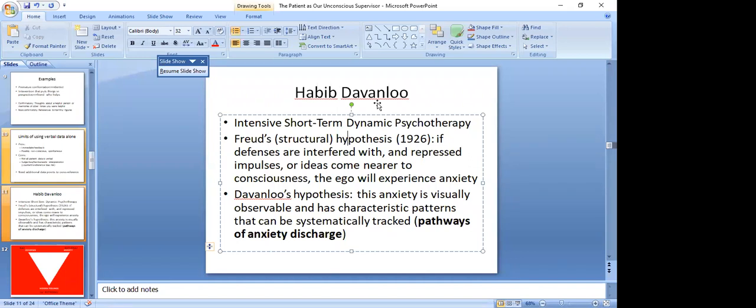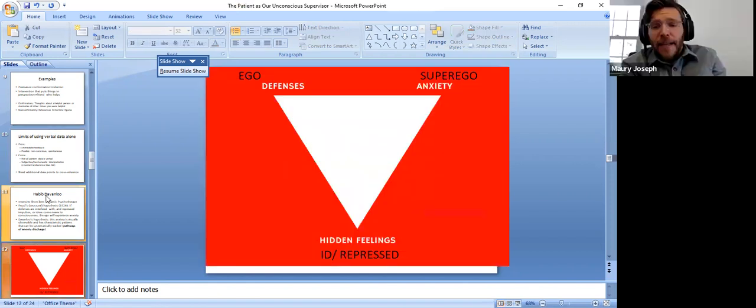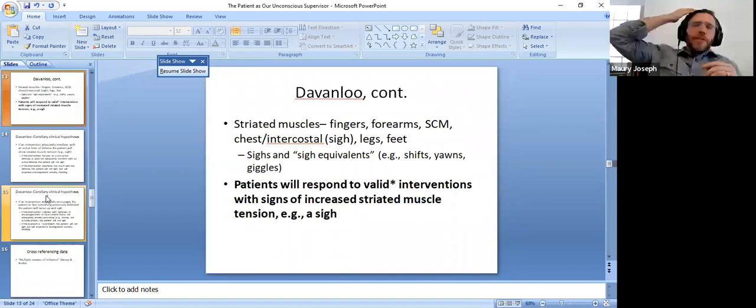Without getting into too much detail, we'll just move on. So here's a graphic of the idea, linking the triangle of conflict that Davanloo uses to talk about how repressed feelings and impulses trigger anxiety that necessitates defense, and the Freudian version from 1926. For Davanloo, there is one variant, and for our purposes today the only variant we're going to talk about, because for better or worse it's the most important for this conversation. The way this anxiety is going to manifest is in the striated muscles, the voluntary nervous system. So these are any of the muscles in your body that you can move voluntarily.